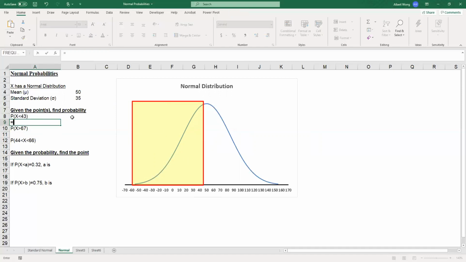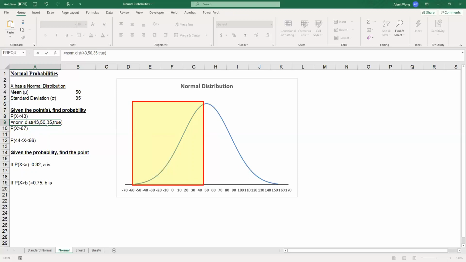So we enter equal sign norm.dist 43. Right, so now in this case, the mean is equal to 50, so we put 50 in. The standard deviation is equal to 35, so we put 35 in, and the last argument is always true. Okay, so this is how you enter the Excel function in order to find the probability. So it's exactly the same as in the previous case when the distribution is standard normal, mean 0, standard deviation equal to 1. Right?